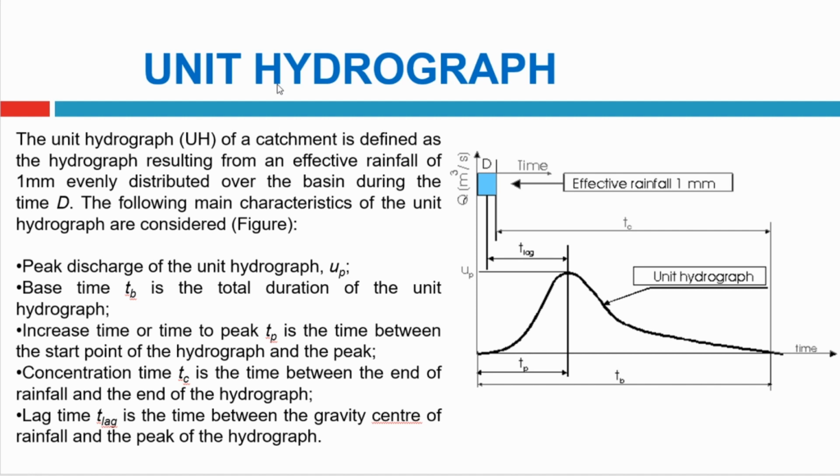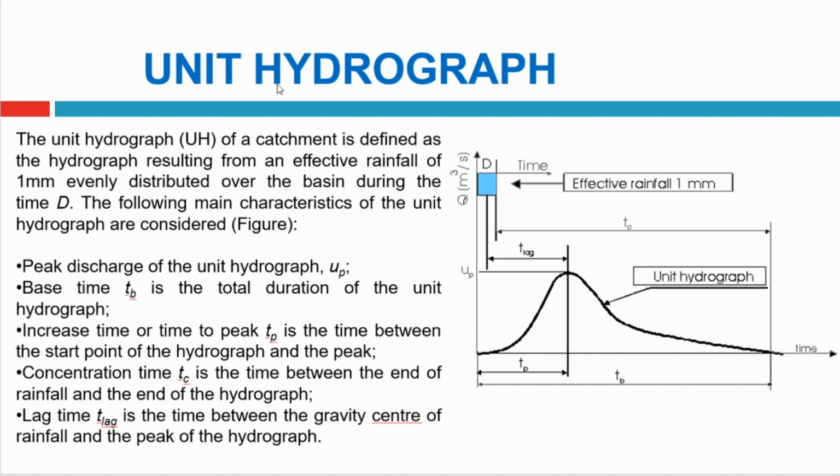Excess rainfall means effective rainfall after the removal of all the abstractions, after the infiltration, evaporation, transpiration, ET and everything. So the excess rainfall means the water that is actually flowing on the surface, which we call excess rainfall or effective rainfall.